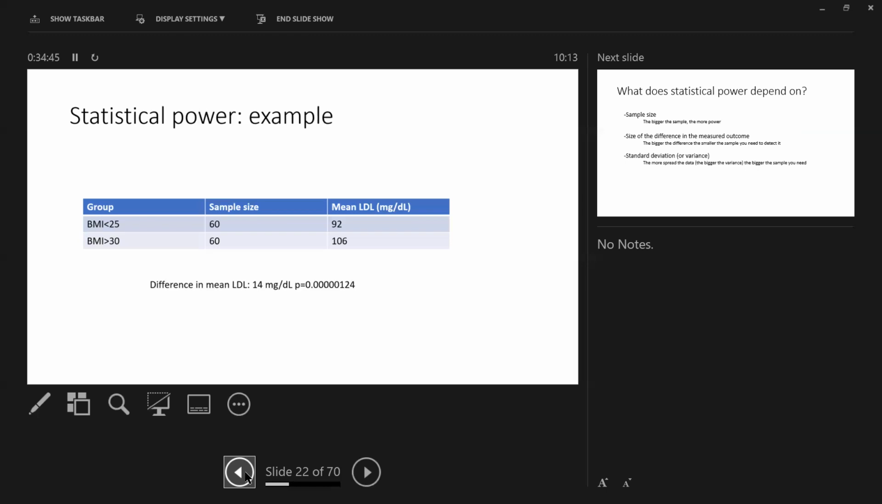Now you're finding that in your two groups, you have exactly the same mean values, but now there is less than 1 in a million chance that this difference is due to chance. Because it's consistent in bigger numbers. Because it gives you the confidence that your sample is big enough to detect that difference. Also, the variability within each group matters, because you have 92 and 106.